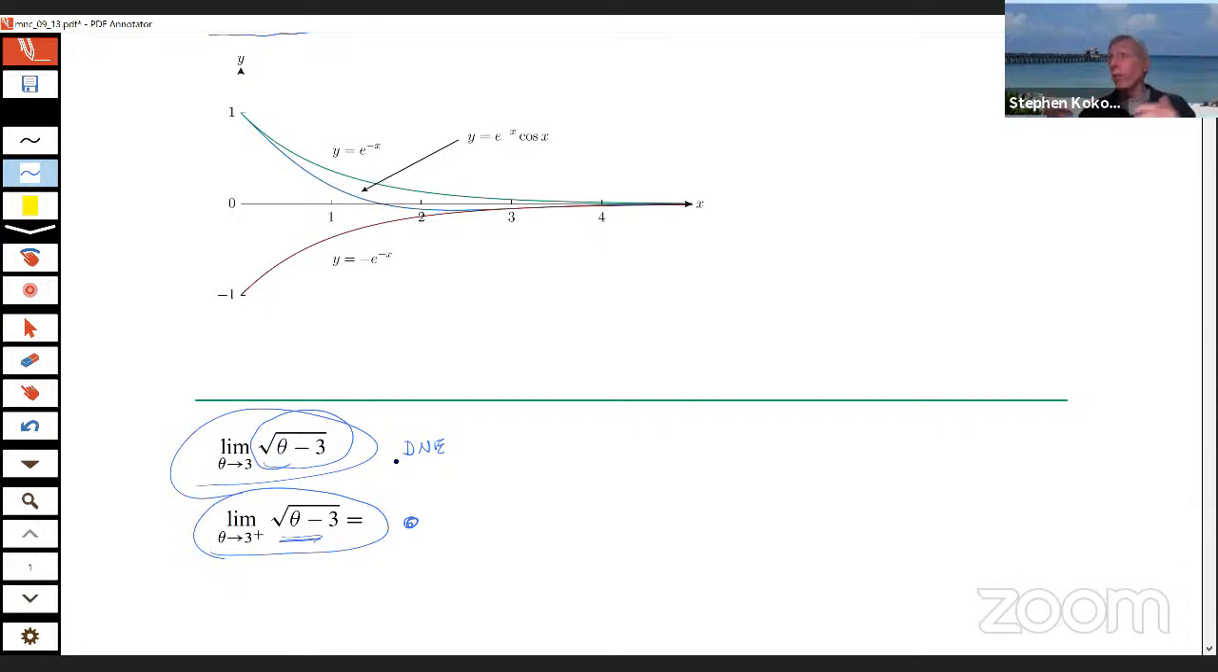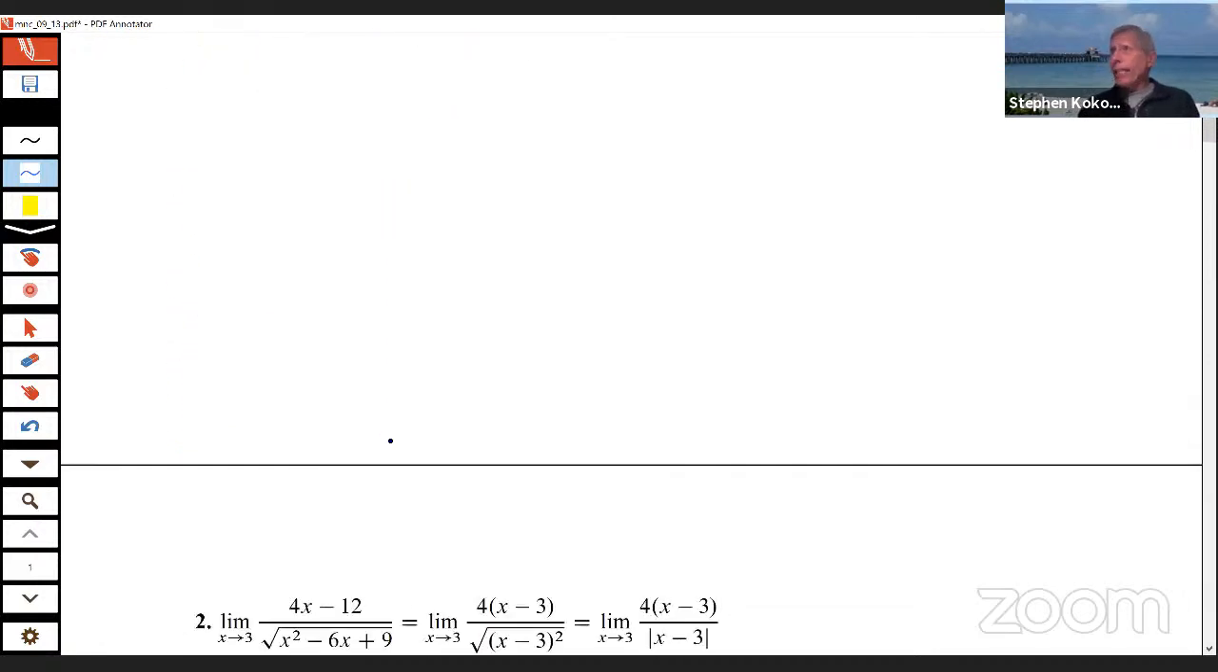It's not 0 over 0. It's not infinity over infinity. We all know that there are other indeterminate forms, but those are the only two that are required on the AP Calculus exam. Excellent.